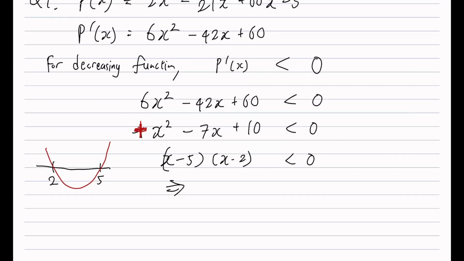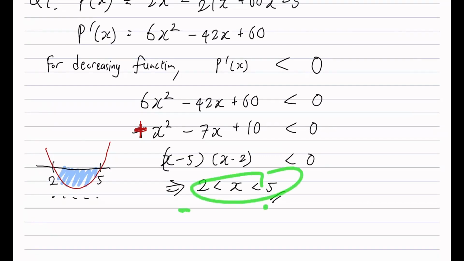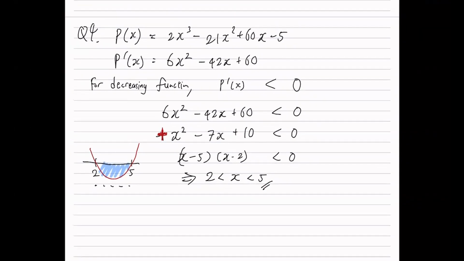Wrong. Wait. x less than 5, more than 2. Write it in one line will be from small to big. 2 less than x less than 5. Much better. Present it this way always, from small to big. Okay. It's a standard way. Okay. And question 5.